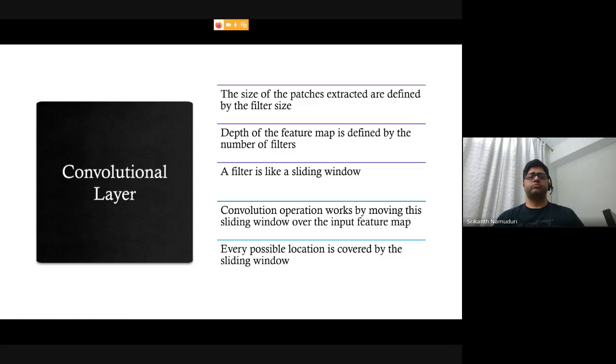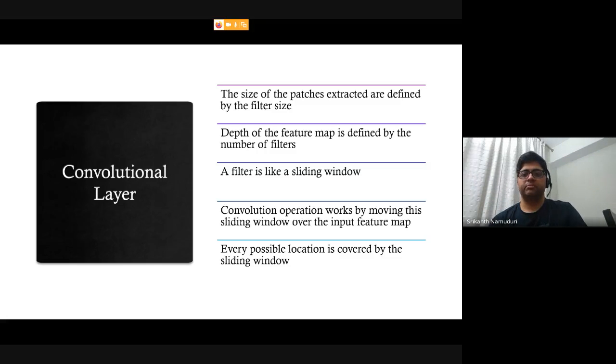So when we put all the convolutional nodes together, and in each node a convolution process is taking place, for the feature map, the size of the patches that we extract are defined by the filter size. And like I mentioned, we use a set of filters, and the number of filters that we use will define the depth of a feature map.